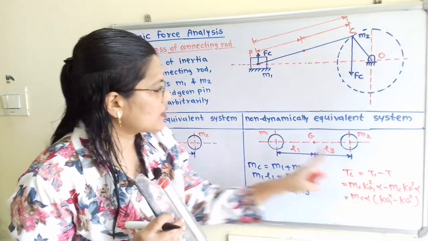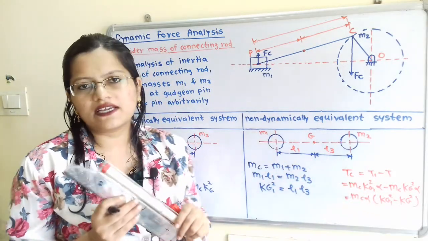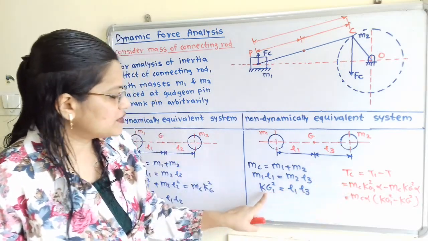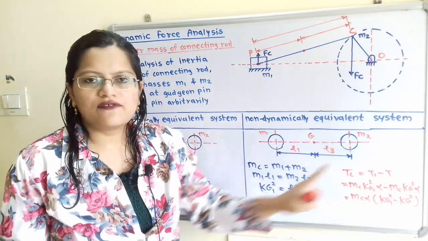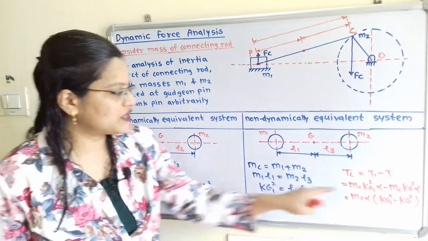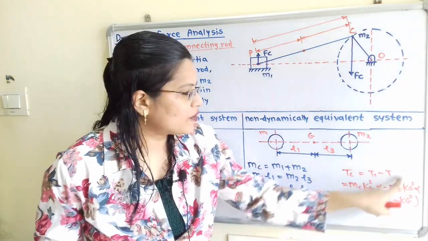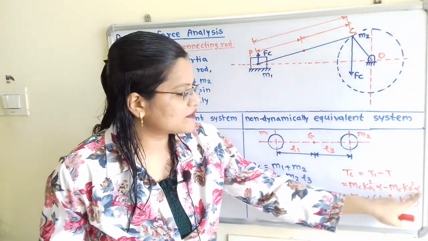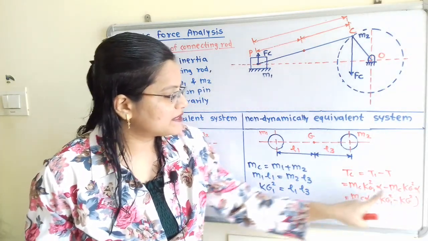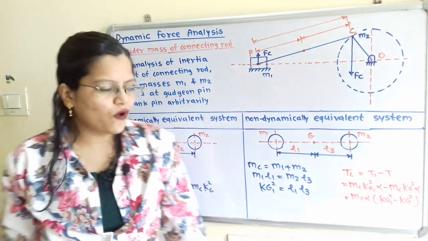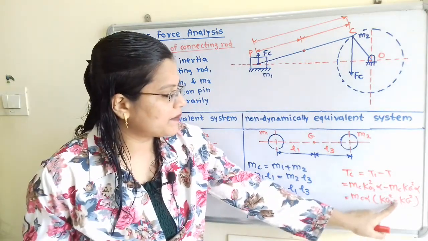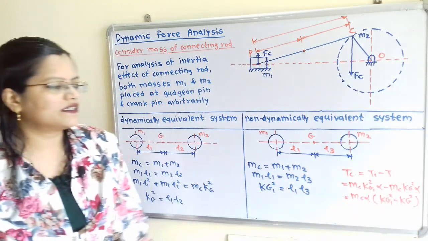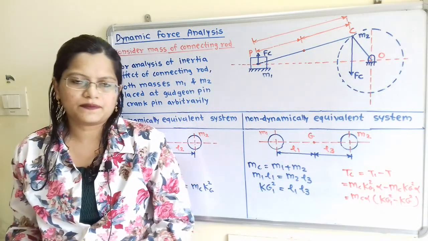So what is the torque T1 for non-dynamically equivalent system? So we have formula mc kg1 square alpha. Alpha is the angular acceleration. Then minus, now for dynamically equivalent system we have to take mc kg square alpha. So here mc and alpha we will take as a common, and kg1 square minus kg square. Then this is the formula to calculate the correction couple.